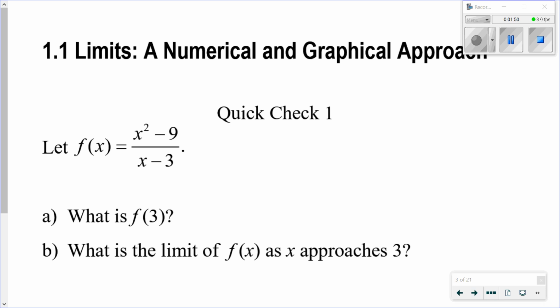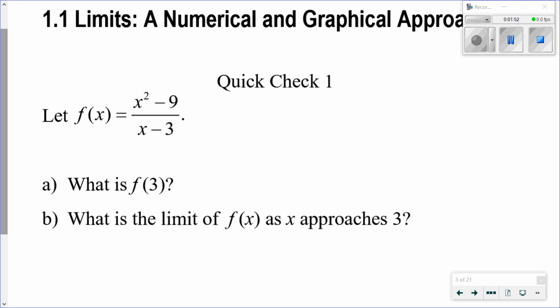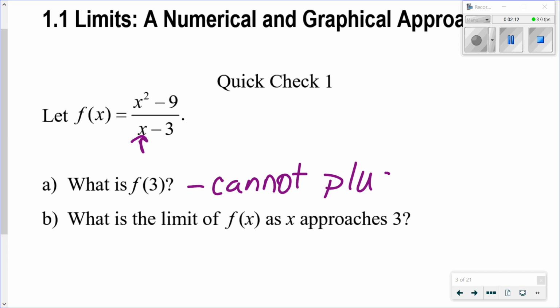So let's look at something. Here's an example. What is f of 3? Now think back to domain. Am I allowed to plug 3 in here? 3 minus 3 would give me a 0 in my denominator. Not allowed. So I cannot plug 3 in because I would get a 0 in my denominator. But I can still find the limit as x approaches 3.